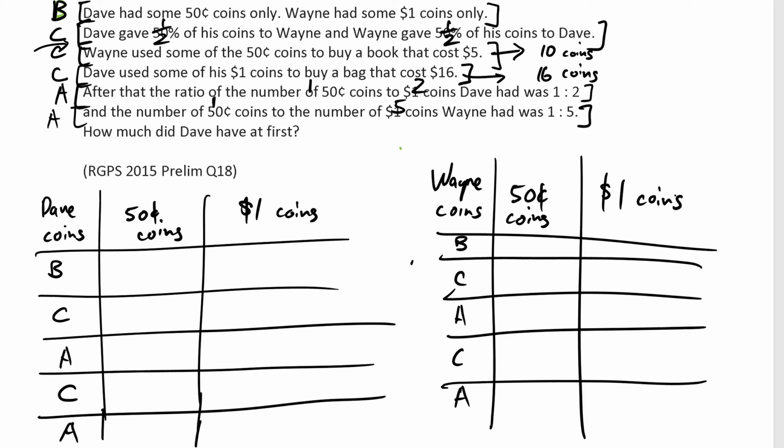Alright, the general rule is this. Because we know the end result, what Dave and Wayne had, the kind of ratio that they had, we want to start here first and then we work backwards. Generally speaking, this will be easier. So let's look at Dave. Dave had 1 unit and 2 units. Then Wayne had 1 part and 5 parts of coins.